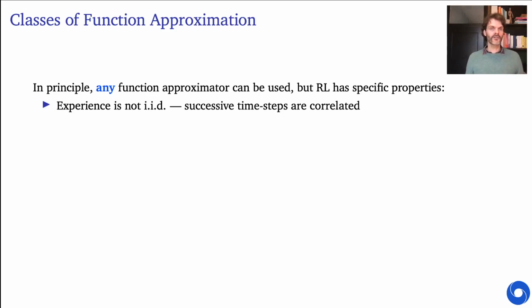The first one that I'm going to mention is that the experience is not independent and identically distributed. By which I mean that if you're going to learn online from a stream of experiences just coming at you, then successive time steps are actually correlated. This is not necessarily a problem, but I'm saying it because it's slightly different from the case in which many of these functions have been developed.